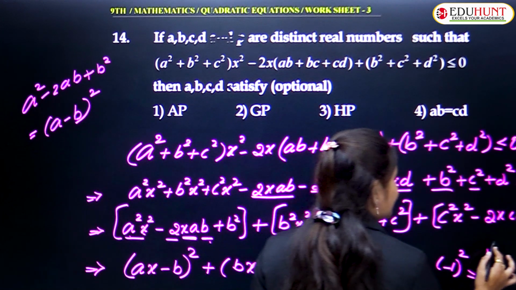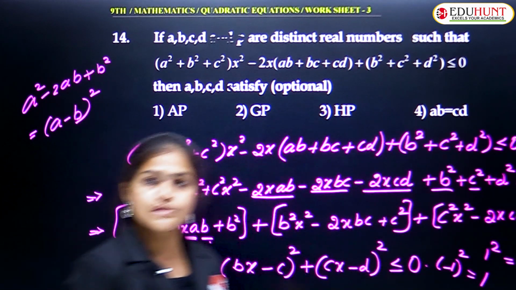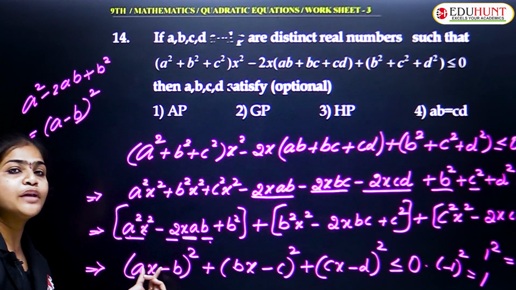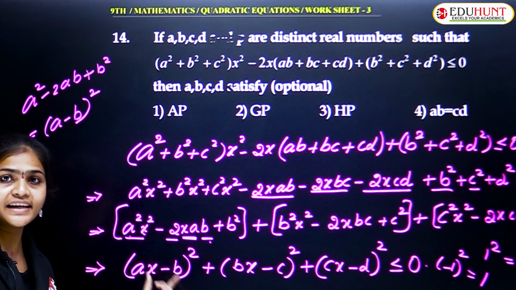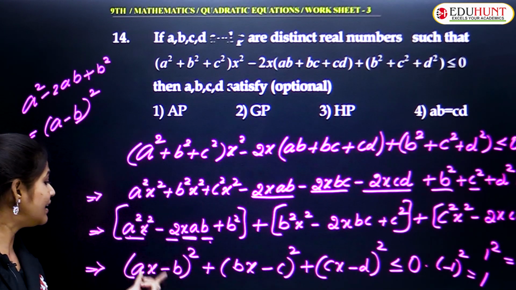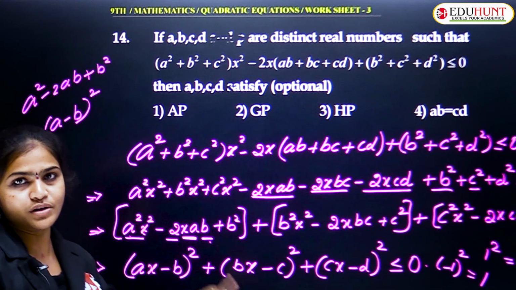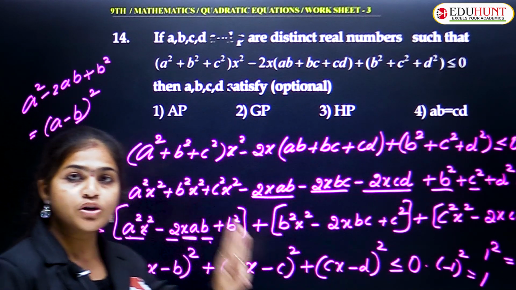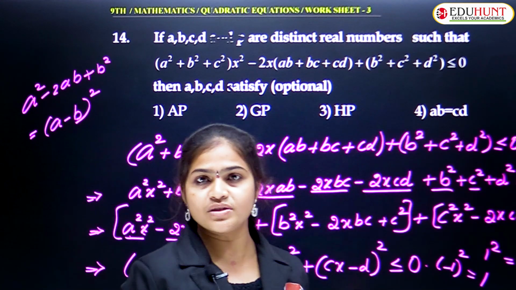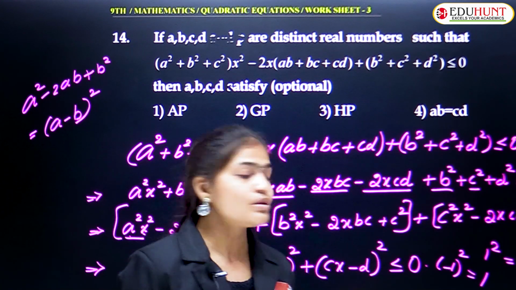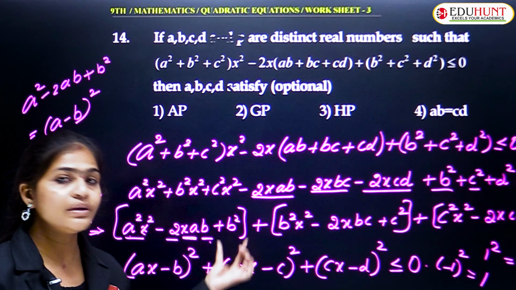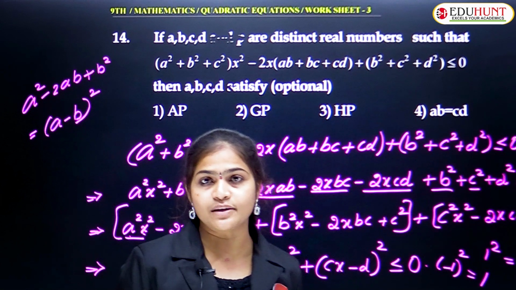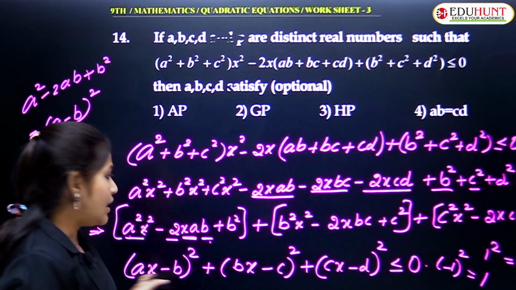So 1 square again we will get it as positive. Which means this value is either positive or negative, whatever it may be, its square is always positive. So the sum of 3 positive integers is always positive. Yes or no? So that's why the sum of 3 positive integers is never less than 0. Okay, did you understand this one?